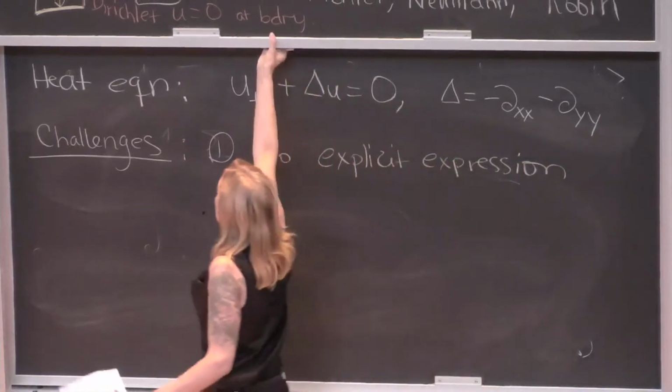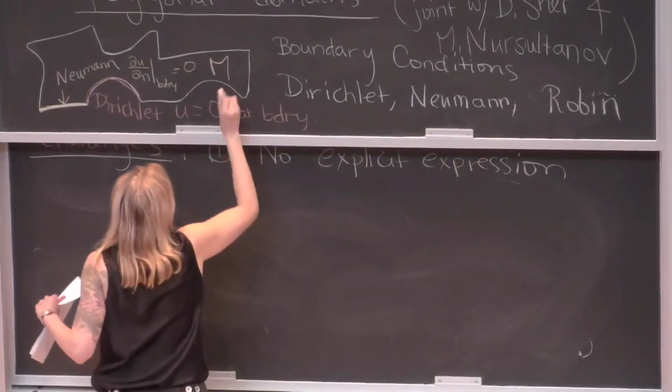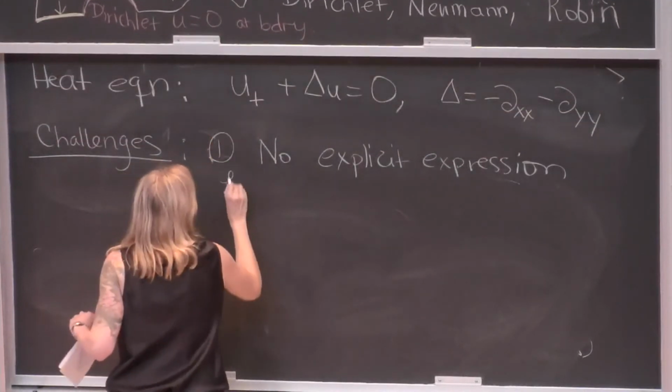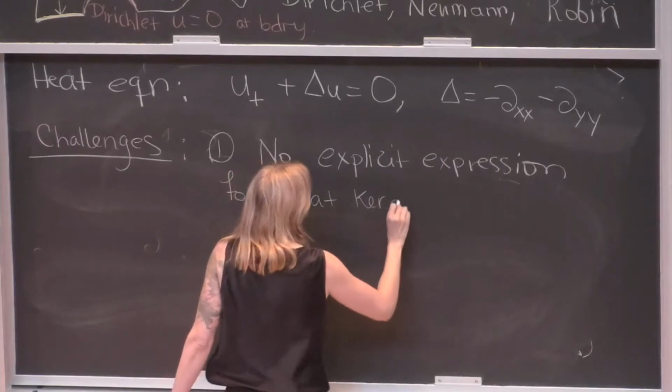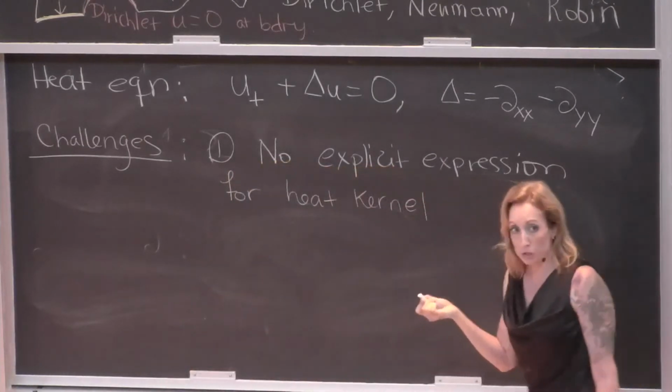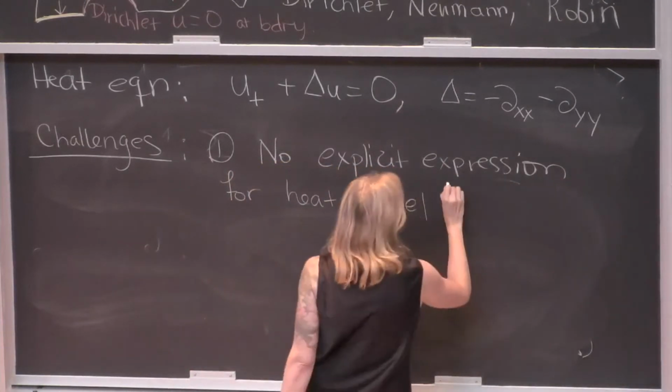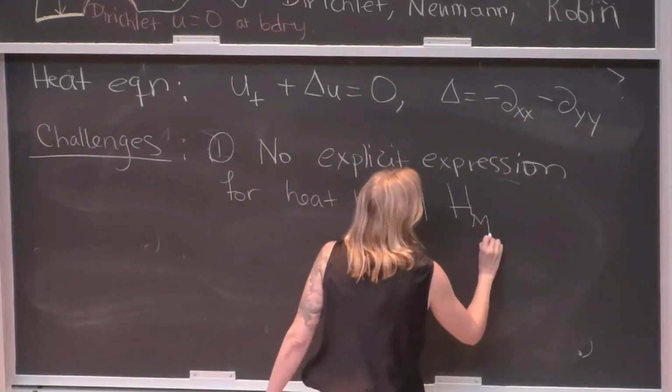Oh, and let me give my domain a name. I'm going to call it M for the heat kernel, which will be the Schwartz kernel of the fundamental solution of the heat equation, analogous to our one-dimensional example, which I'm going to call HM.